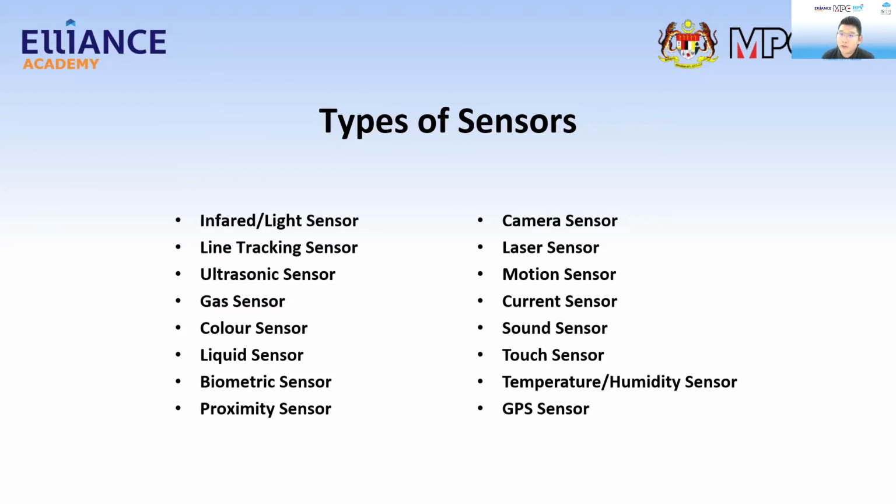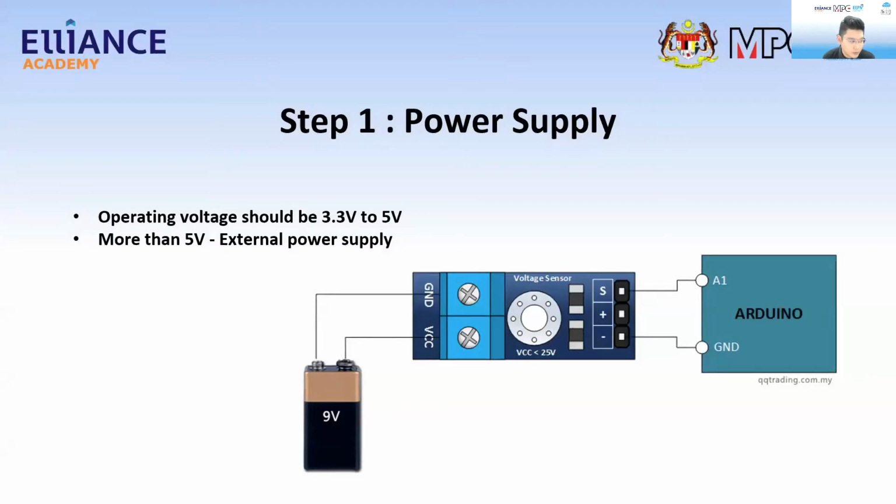So, how do we choose the sensor that is suitable for us? The first step is power supply. We need to know what is the operating voltage of our sensor. Usually the sensor's operating voltage is 3.3 volt to 5 volt. And if you buy a sensor which needs more than 3.3 volt, then you need to get an external power supply for it.